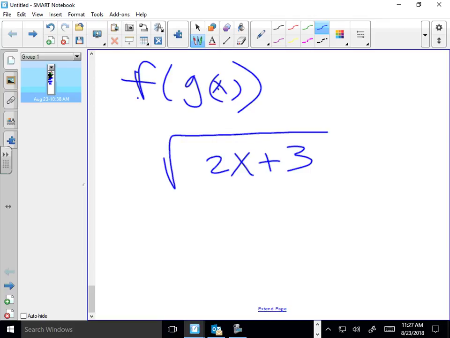Any questions about decomposition? Any questions about how little baby functions are made? Okay. Bookwork tonight. Remember, when you're adding functions, think about adding those y values together.